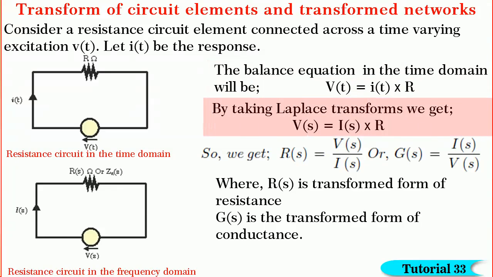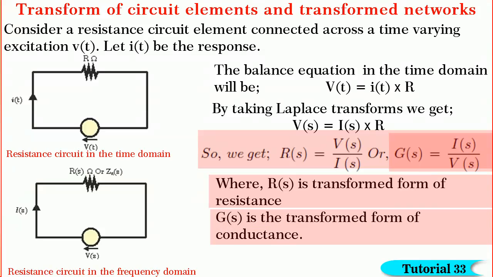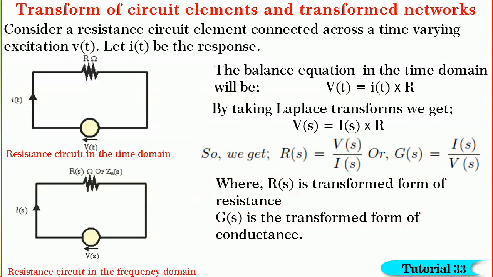By taking the Laplace transforms of voltage and current, we get capital V(s) equal to capital I(s) into R. So, we get R(s) equal to V(s) divided by I(s). This we can call a transformed resistance, or G(s) is equal to I(s) divided by V(s). Since we know G is equal to 1 upon R, therefore G(s) is a transformed form of conductance. Hence, the transformed network in frequency domain can be drawn as shown in figure.